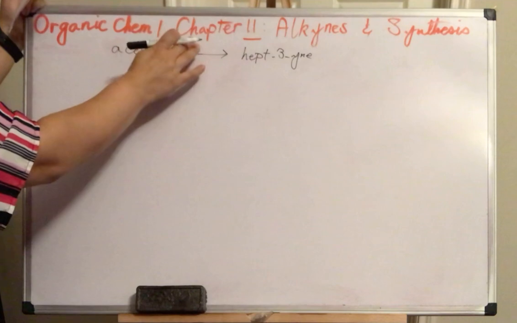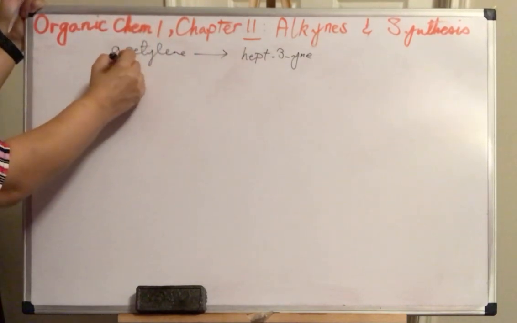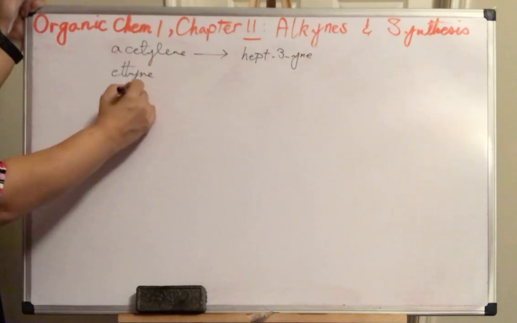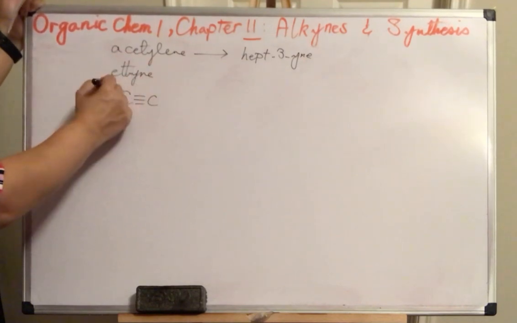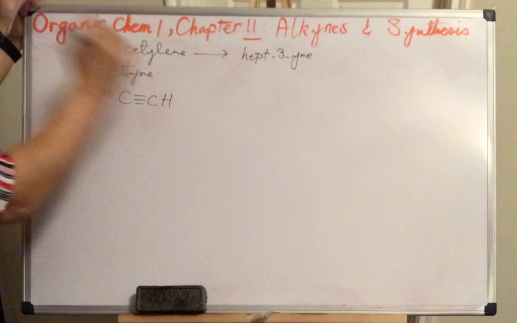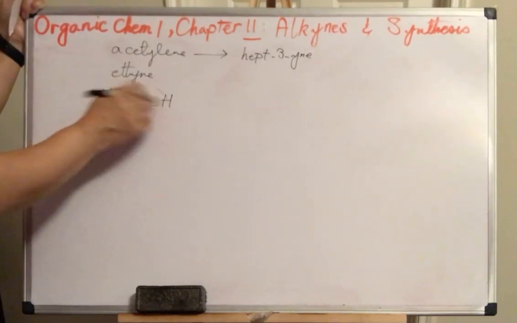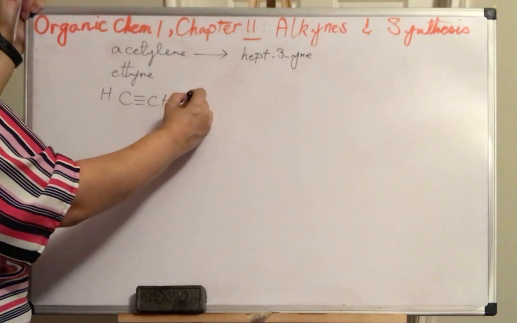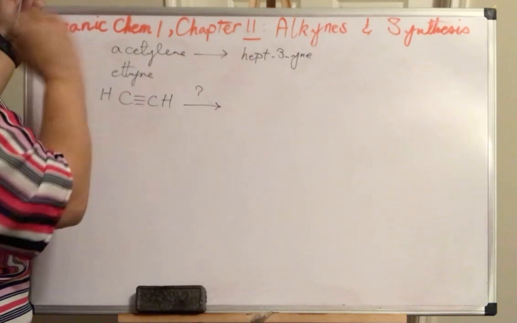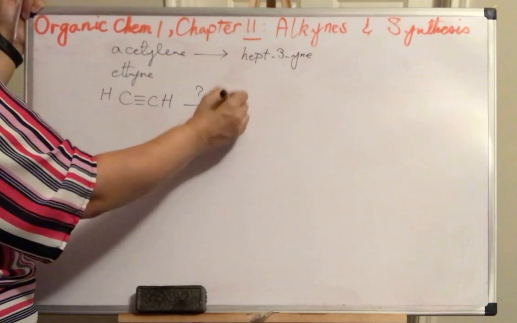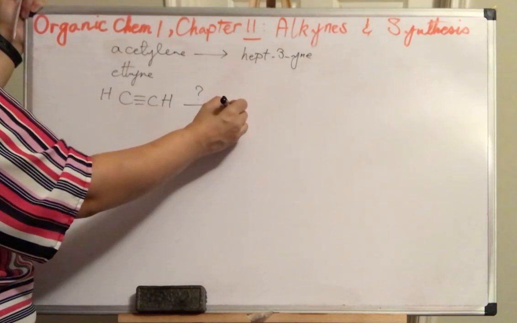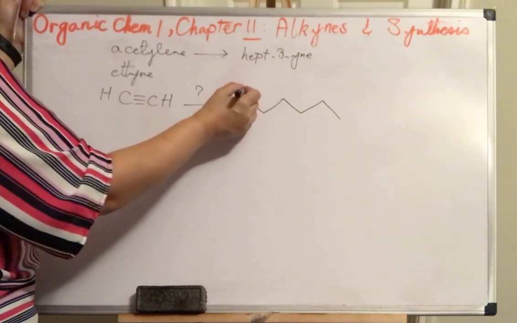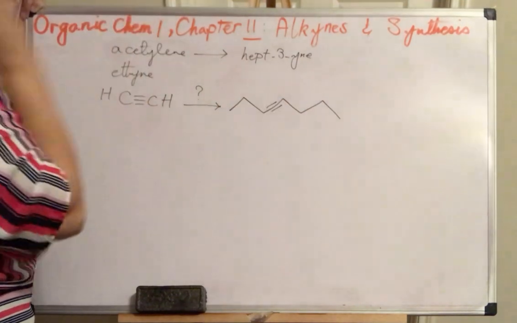So let's learn something here. Acetylene is the other name for ethine. Ethine must have 2 carbons, a triple bond, and whatever is left from the octet is for the hydrogens. And we want to change it to 3-heptyne, or hept-3-yne. 1, 2, 3, 4, 5, 6, 7. 1, 2, and 3.